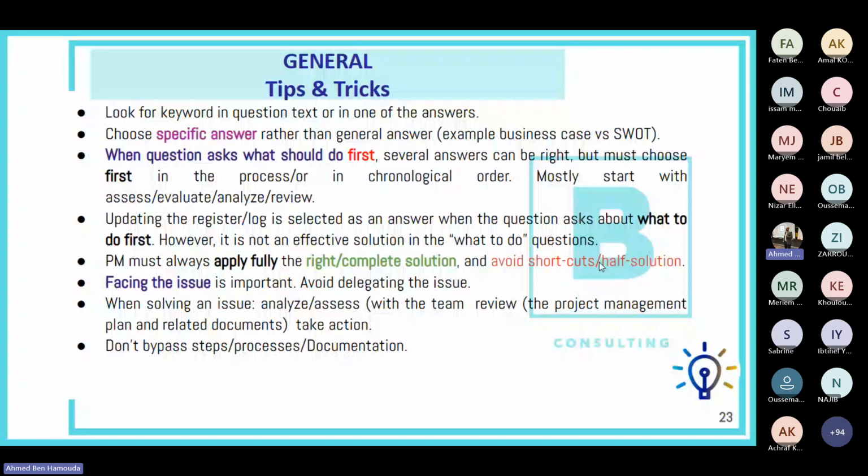But the right solution, or the complete solution, is to organize a meeting with them, go meet them, and discuss the reasons for the delay and the impact of that delay. That's what we mean by the right, complete solution, and the other answer is more of a half solution. Actually, just calling them and urging them to respect the contract is a half solution. It's not really an effective solution.